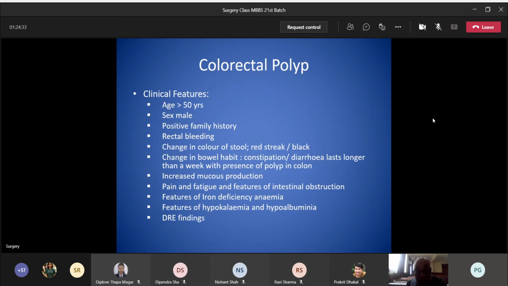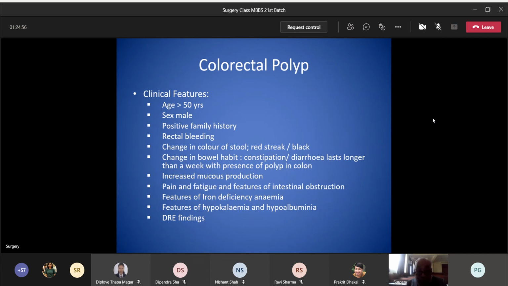Change in bowel habit, constipation or diarrhea that lasts longer. Okay, then weakness or presence of polyp in the colon. If you get polyps, and there is change in the bowel habit, you always think of carcinoma. Increased mucus production. There is bleeding with mucus, the slippery sort of stool with blood mixed. Pain and fatigue and future intestinal obstruction.